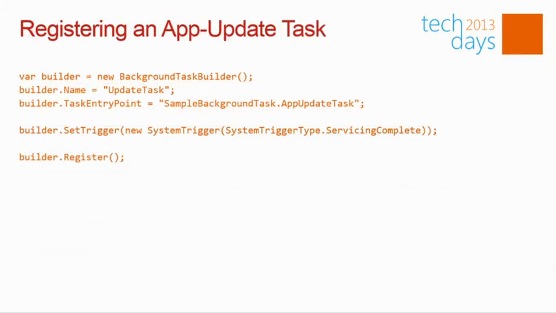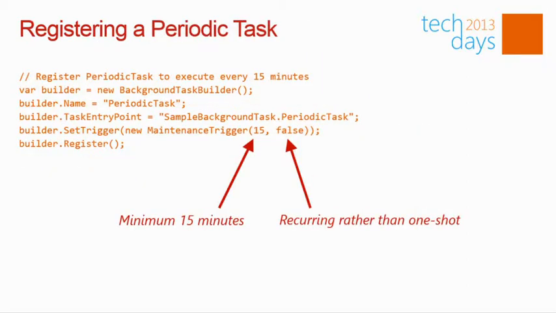So here's an example of using a trigger other than that time zone change trigger. I'm newing up a background task builder, registering a background task. But the trigger that I'm assigning it is that servicing complete trigger. In other words, the one that allows my background task to execute if and when a new version of my app is downloaded and installed on this machine.